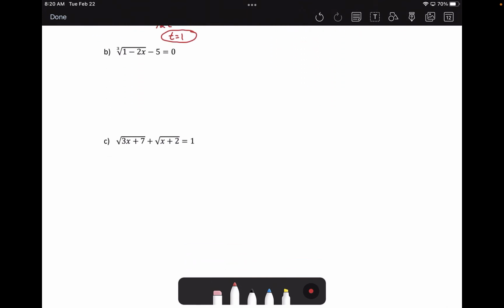In the next example, we'll start by isolating the radical. Add 5 to both sides. Once we isolate the radical, we're going to raise both sides to the power of the index. In this case, we're going to cube both sides. Instead of square it, we want to cube it because the index is 3. Cubing a cube root will eliminate the radical. We're left with 1 minus 2x equals 5 cubed, which is 125.